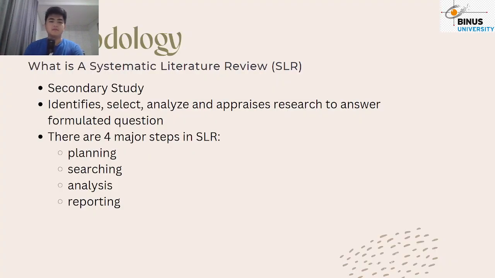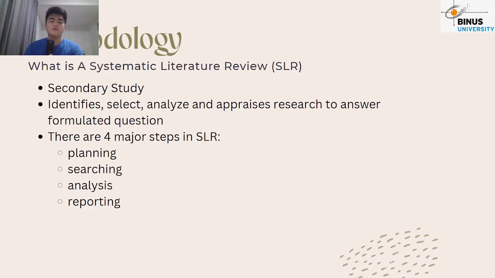In the methodology phase, we will discuss what a systematic literature review is. A systematic literature review is a secondary study which identifies, selects, analyzes, and appraises research to answer formulated questions. There are four major steps in doing an SLR, which are planning, searching, analyzing, and reporting.